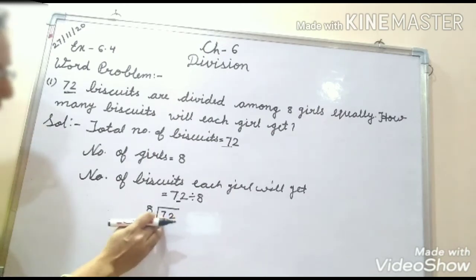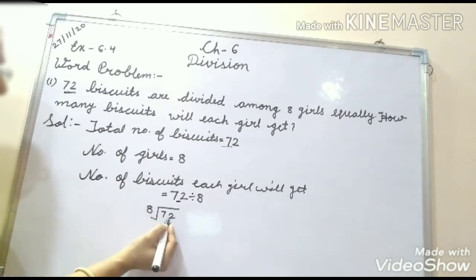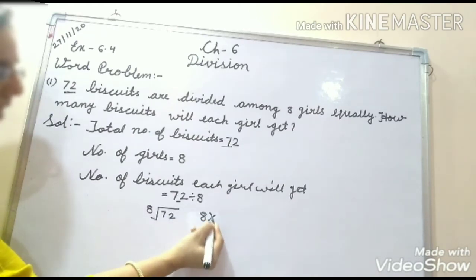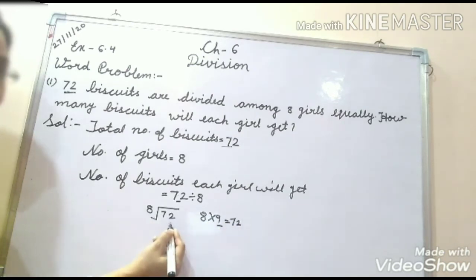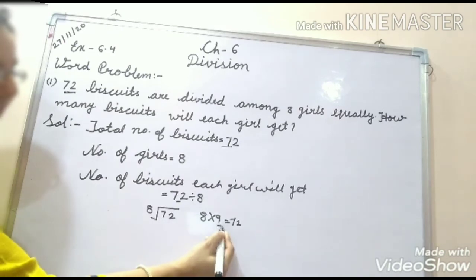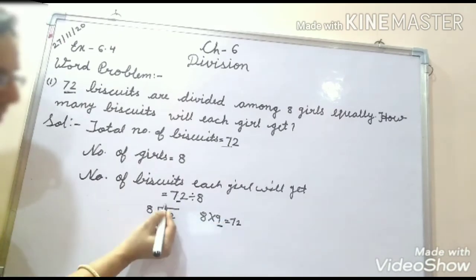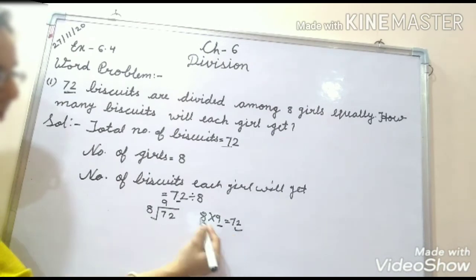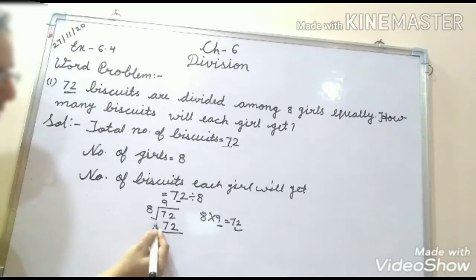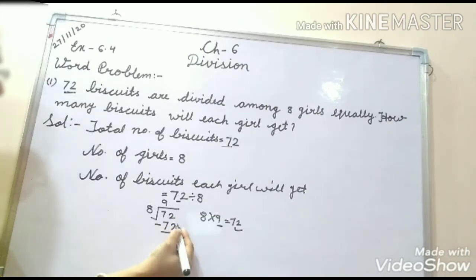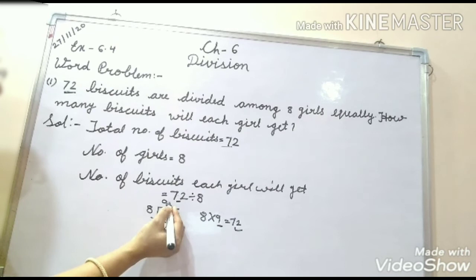So what will we do now? We will find out when 72 is coming in the table of 8. 8 nines are 72. When you say the table of 8, it will come in 9 times. So you will write 9 here and 72 below it, since 8 nines are 72. After that you will do subtraction. You start from the right side. 2 minus 2, 0. 7 minus 7, also 0. Here the remainder is 0 and the quotient is 9.